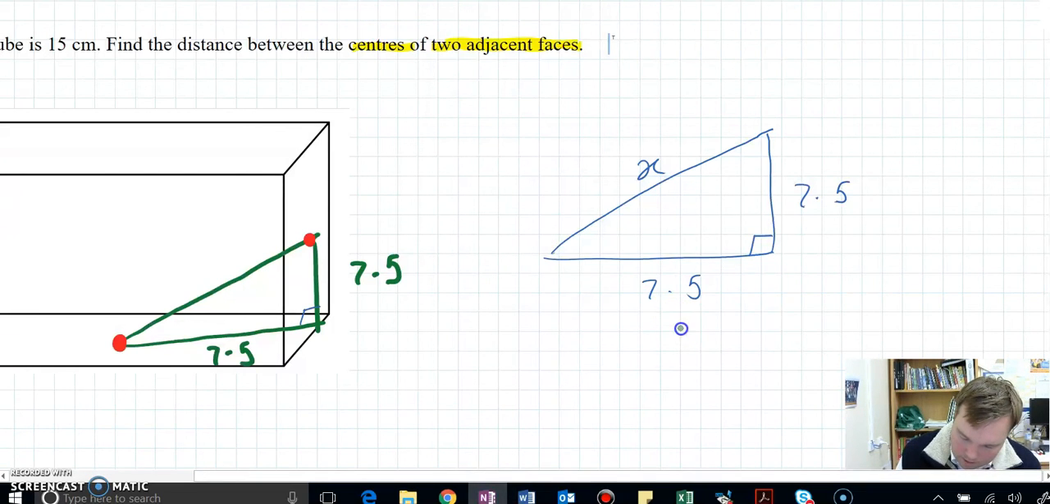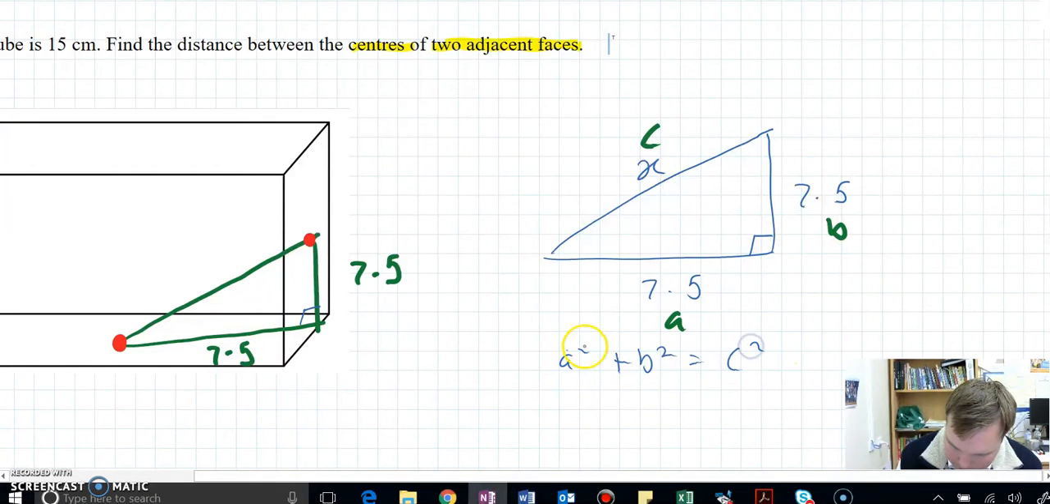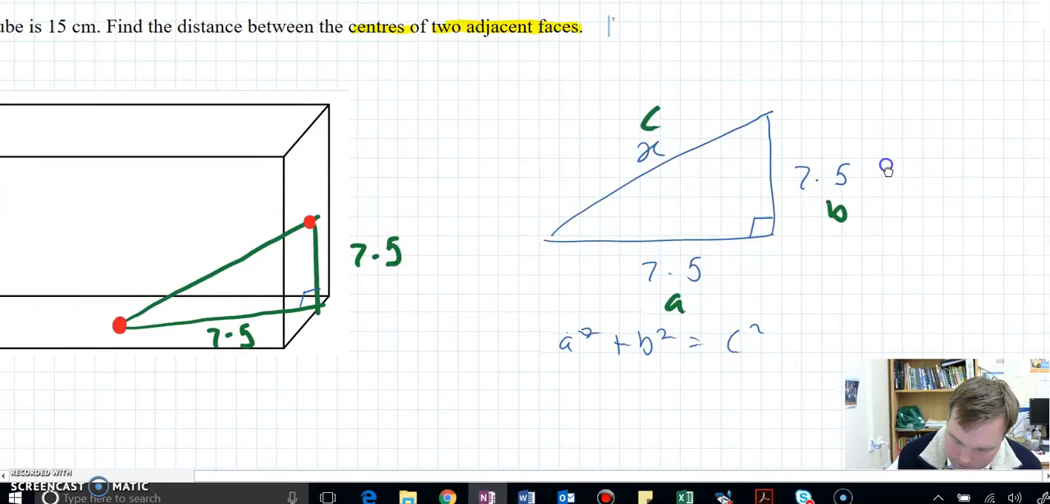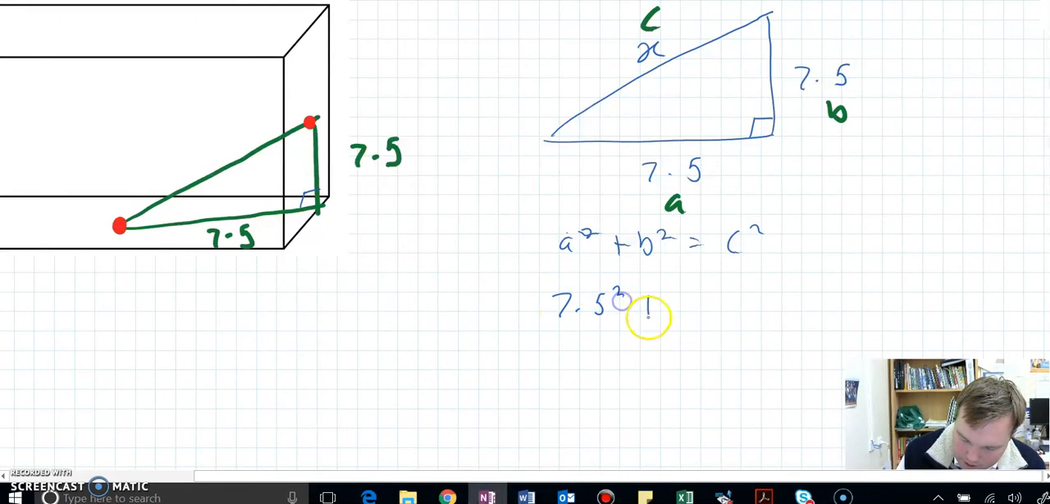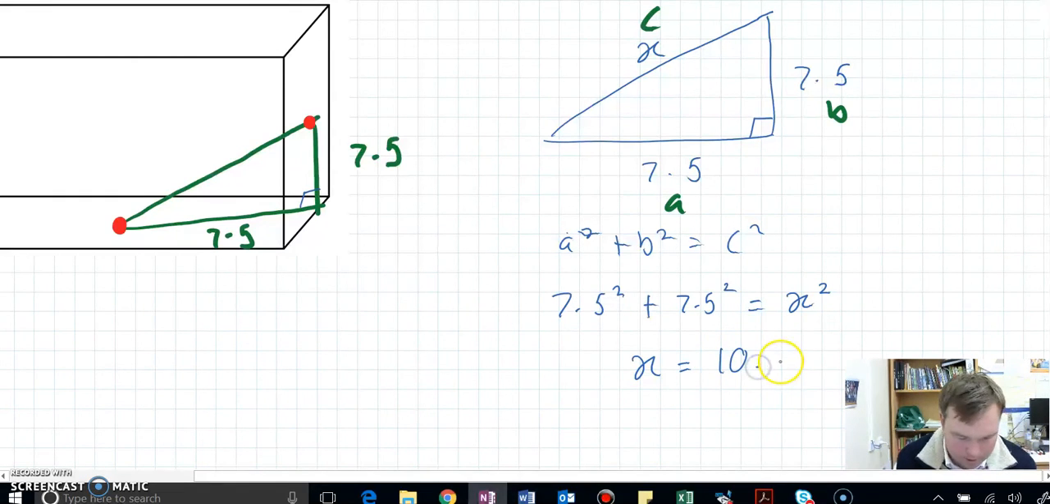A, B, C, C being the hypotenuse, opposite the right angle. A squared plus B squared equals C squared. I'm getting sloppy with my 2s. Sub in 7 point if you would like. Or we come out with x equals 10.61 centimeters. Seems reasonable, so we'll move on.